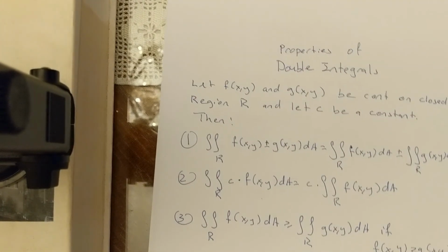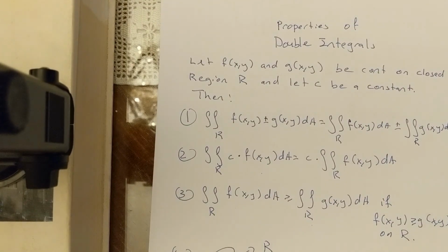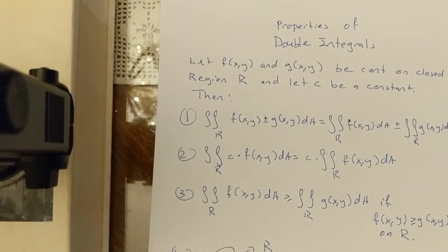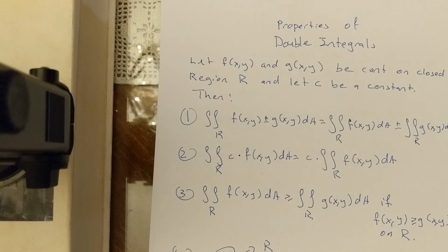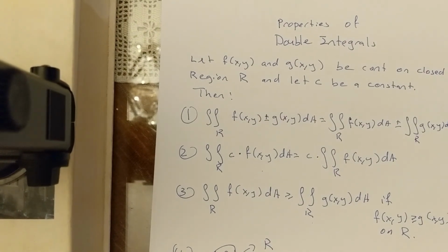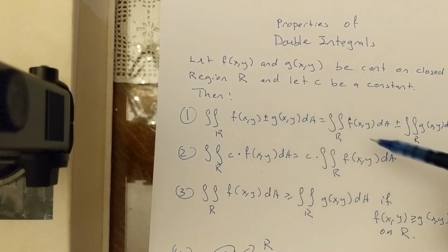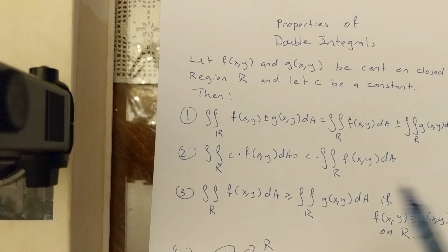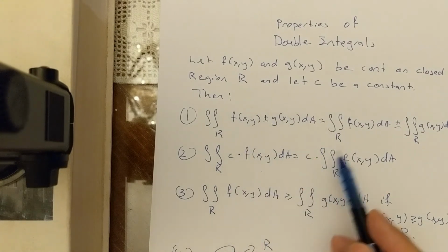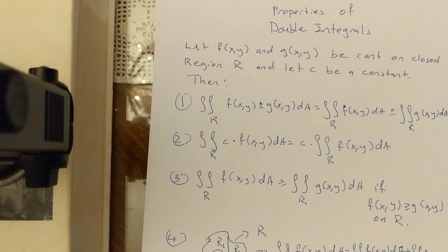So finally, I would like to conclude the lecture by writing down some properties. These are really analogous to single variable integrals. We're going to take two continuous functions f and g over a closed region R, and c is a constant. So if I want to find the integral of the sum, that's just the sum of the integrals. Same thing for differences. If you have two functions added, you can separate out the integrals. Same thing if they are subtracted.